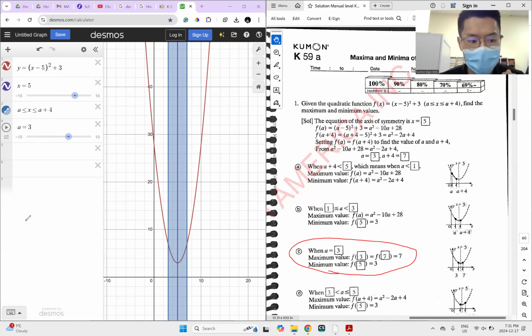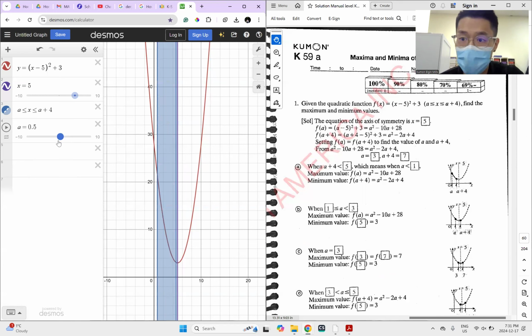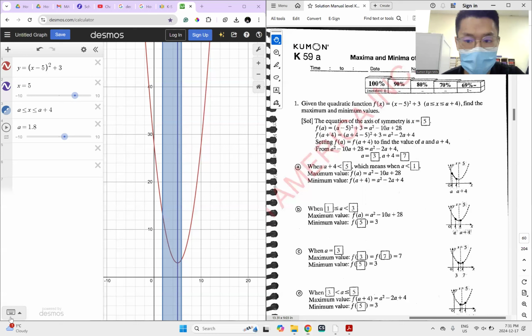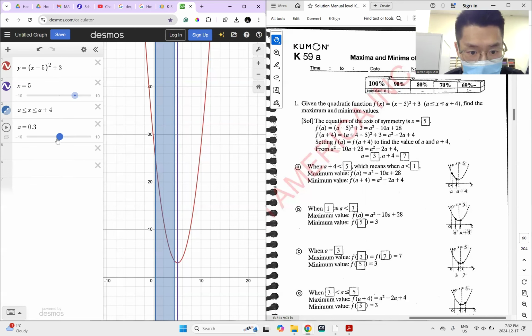First I have to think: what if my right side extreme of my domain, in this case a plus 4, is actually on the left side of my vertex, or the left side of my axis of symmetry? If I were to use the graph, it's going to look like this, okay? So watch the graph moving on this side. You know this is my axis of symmetry, which is x equal to 5, right?